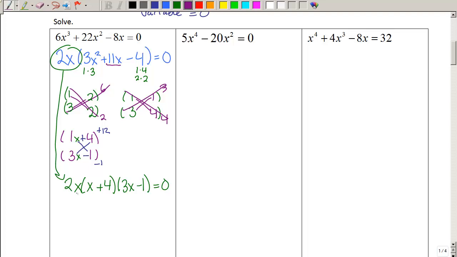I have 3 factors here, and each one of them is prime. They cannot be factored anymore. So the last step is to set each factor equal to 0. Each of these factors does have a variable in it, so all 3 of my factors are going to be set equal to 0 and solved.